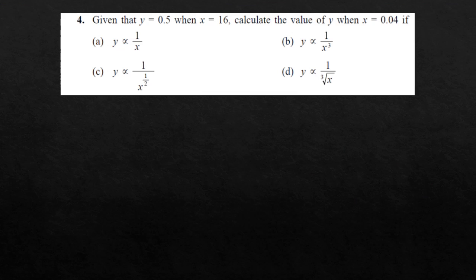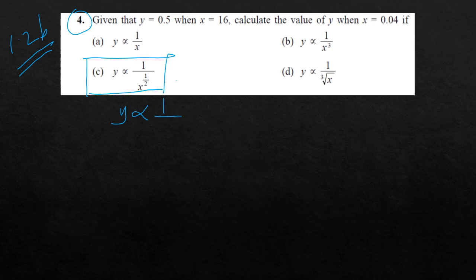Okay, before I proceed, let's see on your work that you have done, 1.2b, question 4, especially for 4c. This one, some of you got confused. So let's see. Y varies inversely with x power 1 over 2. When you see two fractions here, you already got worried and you tend to make mistakes.